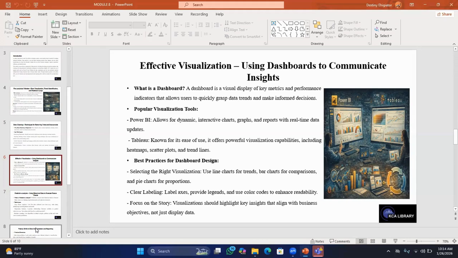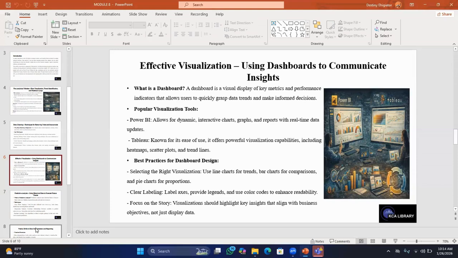Now, what are some of the popular visualization tools? Power BI is the first. This allows for dynamic, interactive charts, graphs, and reports with real-time updates. This is software that does these functions. The second is Tableau. Tableau is known for its ease of use. It offers powerful visualization capabilities, including heat maps, scatter plots, and trend lines. So if you are into creating dashboards, these are the best you can use: Power BI and Tableau.